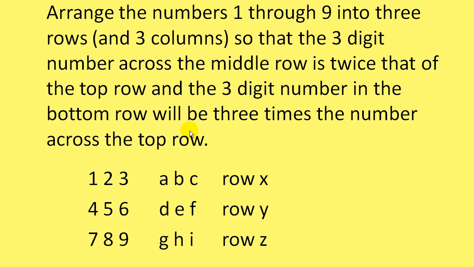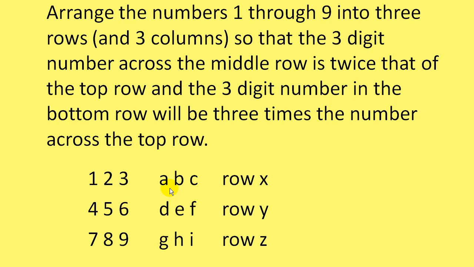Okay, this is our third look at this problem. The problem statement is like this: arrange the numbers 1 through 9 in 3 rows and 3 columns so that a 3-digit number across the middle row is double that of the first row, and the third row is triple that of the first row. So we rearrange the numbers 1 through 9 in this fashion, or in these positions.